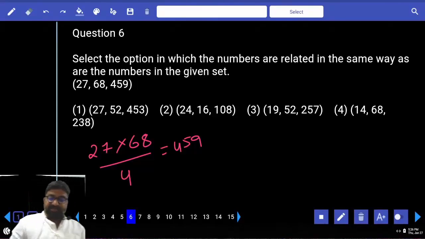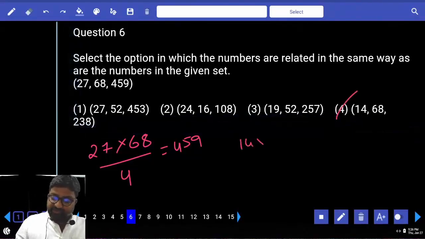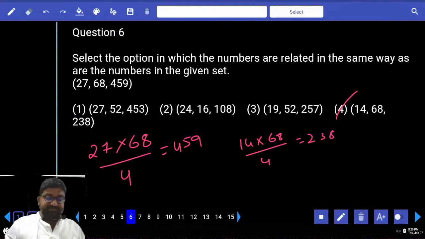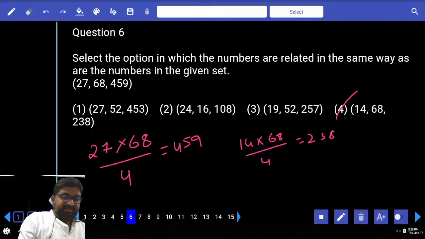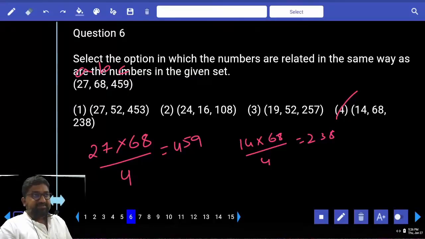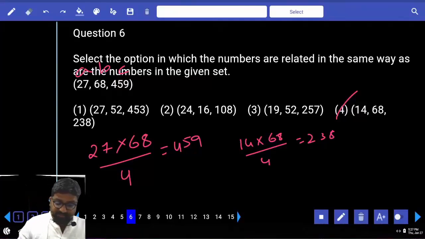Similarly, if I go with the same thing here, my answer will be the fourth option. 14 into 68 divided by 4 is equal to 238. Okay, so what is the logic? A into B divided by 4 is equal to C. Not that easy, this is very tough. But for these things, you should know multiplication tables. Clear? Yes or no?